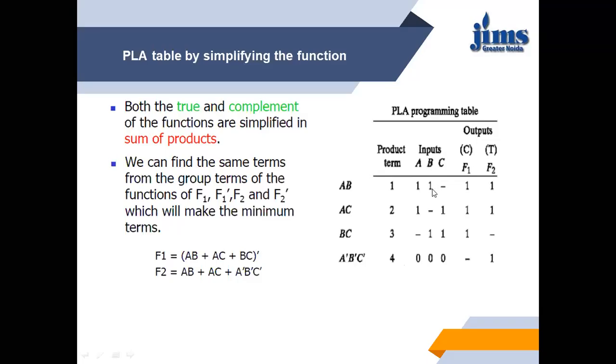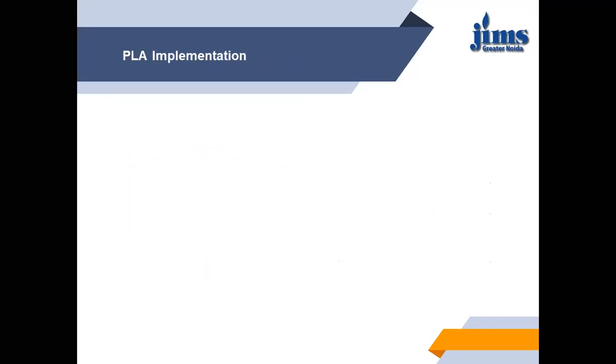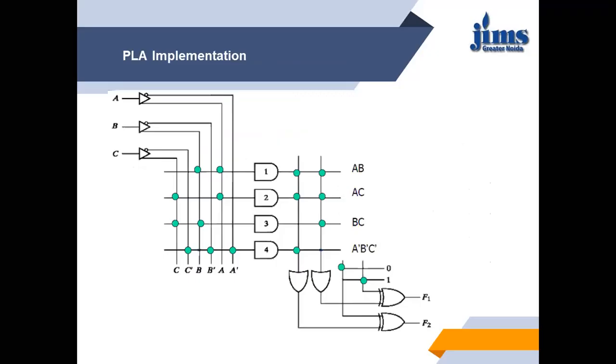For AB, the input is 1 1 dash. For AC, 1 dash 1. Dash 1 1 is BC, and 0 0 0 is A bar B bar C bar. F1 is in complemented form, so I have written C here. F2 is in true form, so I have written T here. Now whichever term is included in F1 will be 1, so AB, AC and BC. Whatever term is in F2 will be 1, that is AB, AC and A bar B bar C bar. Now you can stop your question here, because in PLA programming you have to make the PLA programming table. Further, we can implement this function like this.